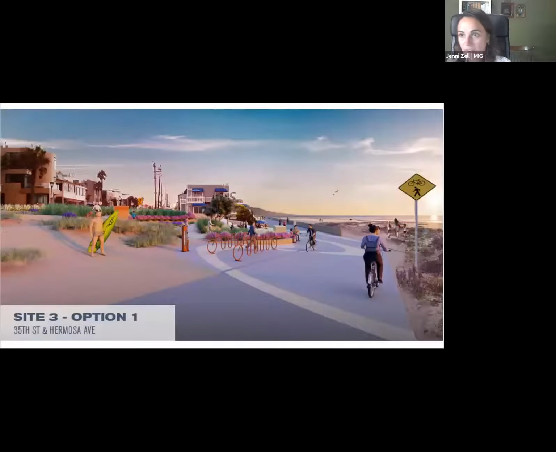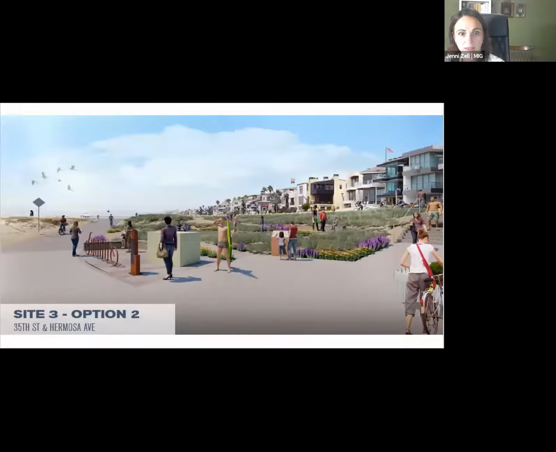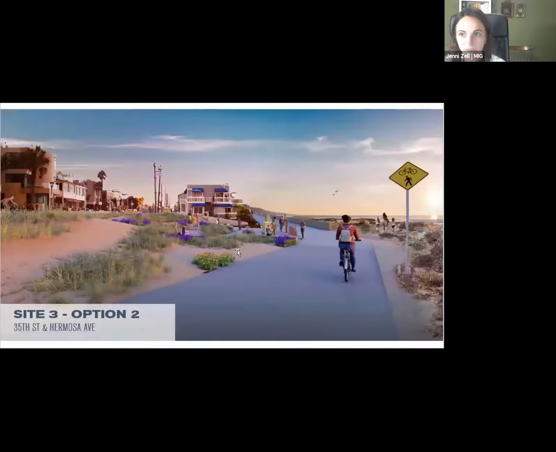This is what it might look like heading south at dusk or close to dusk. And this for option 2, what this area might look like. And if you're wondering about that green box here, this is a sewer lift station, we're keeping that there, but this is really the place to stop and rest. That's what it might look like heading south again at night.